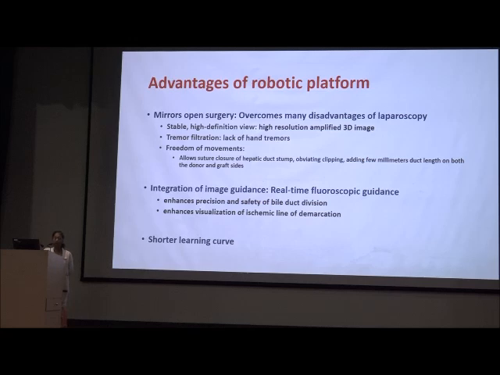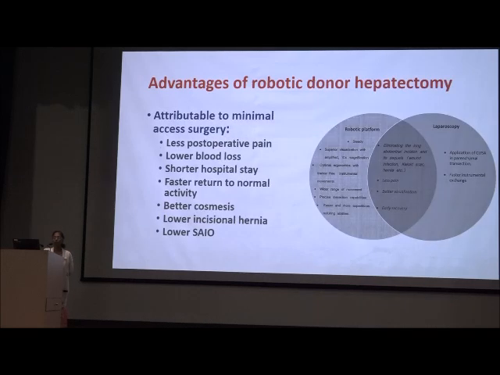Another advantage of the robotic platform, which it shares with laparoscopy, is the availability of image integration. You have real-time fluoroscopic guidance when you inject ICG. You can clearly demarcate the line of transection, which, along with the magnification it offers, allows better hemostasis and biliostasis. Because of the ICG, you can also delineate the biliary system and have a very precise and safe division of the bile duct. Also, the robotic platform is purported to have a shorter learning curve compared to laparoscopy. Then there are other advantages which it shares with the laparoscopic platform, which are mainly attributable to its minimal access.